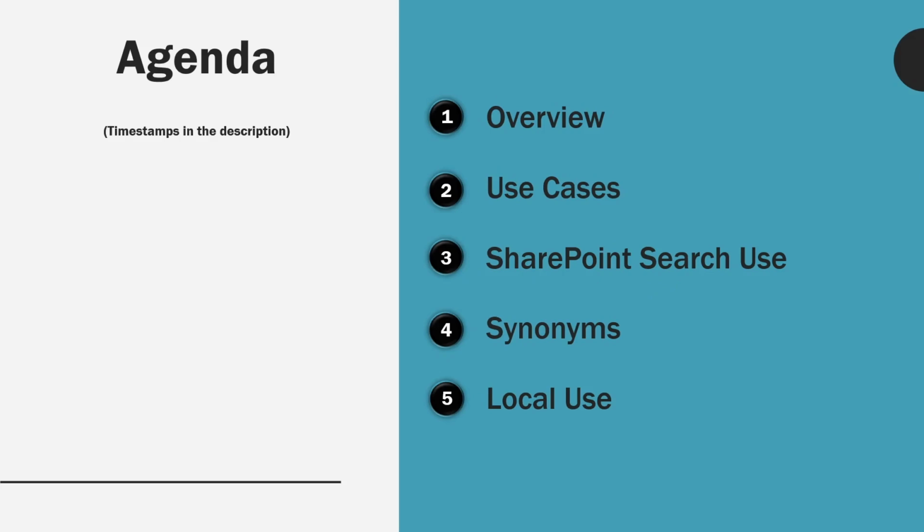Then we'll cover the SharePoint Search use, how SharePoint Search fits into this equation to make this Term Store really beneficial and very valuable. We'll cover synonyms, which are a more advanced use case, but something that I see common in environments. Lastly, we'll cover the local use. Now, what I mean by that is using a different type of term store that's specific to a site collection. Less common to see, but still important to know about because of specific situations that I'll cover.